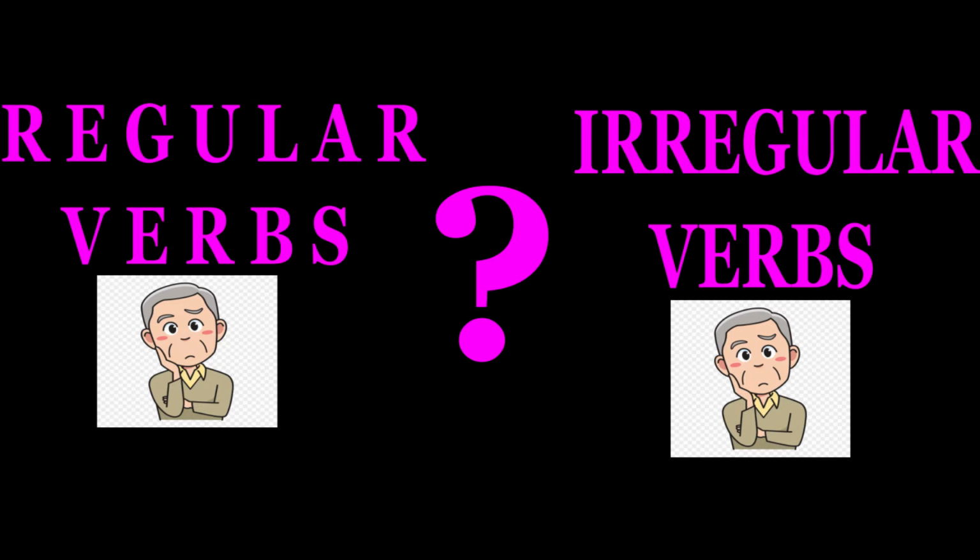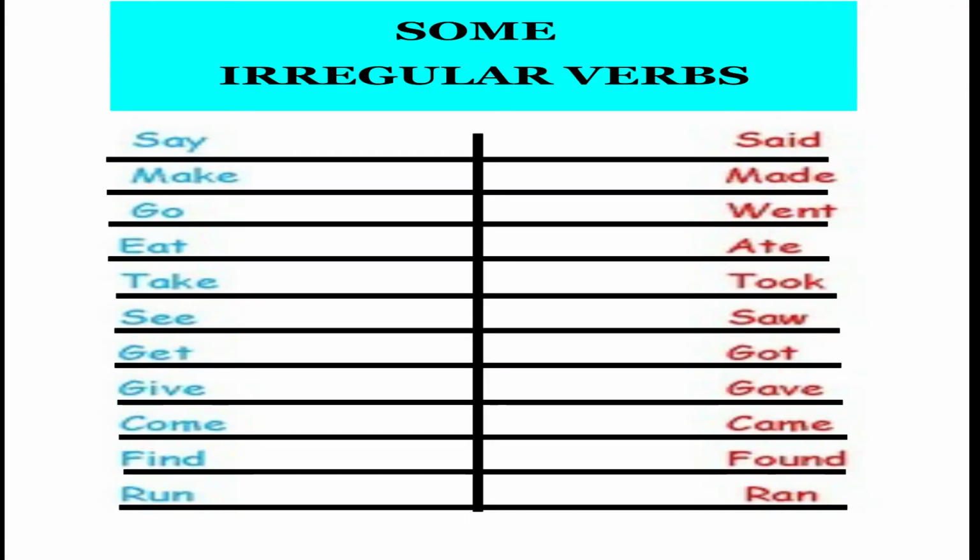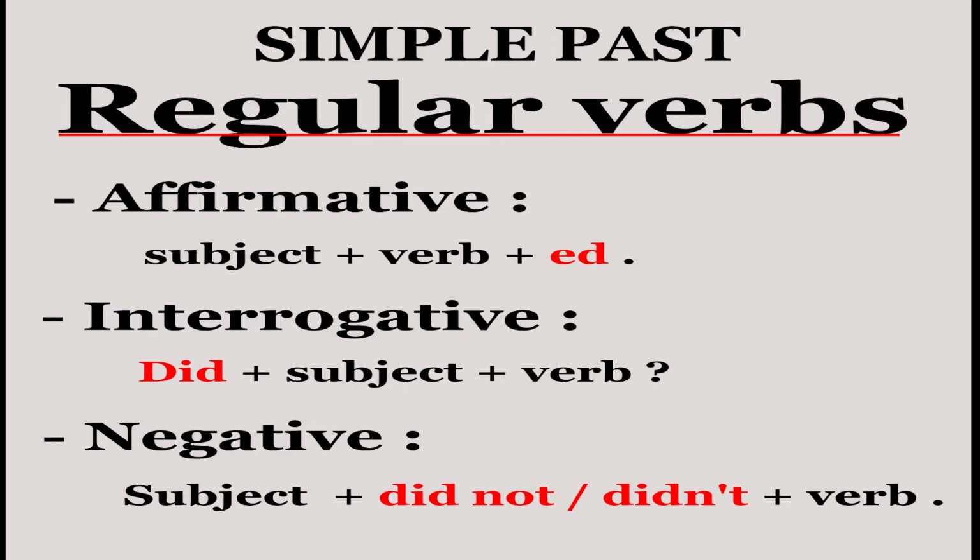So don't worry that much. It's simple. There is only one way. The way is that all the irregular verbs are listed in a list. These are just some examples. As you see here, we have say, said, make, past made, go, went, eat, ate, take, took, see, saw, get, got, give, gave, etc.